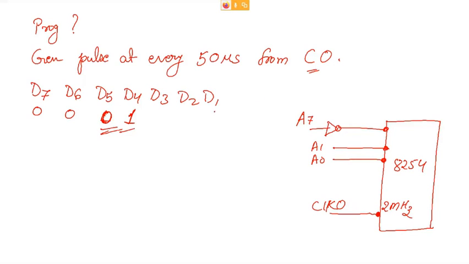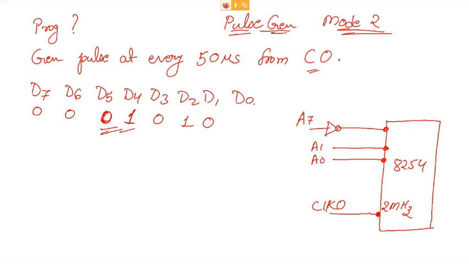D3, D2, D1, these are 3 bits to select the mode. And we said at every 50 microseconds you are generating a pulse. So definitely it is mode 2, the pulse generator mode. Okay, so mode 2, 0, 1, 0, clear. And then you have D0, which of course you can use as binary number to enter the value.